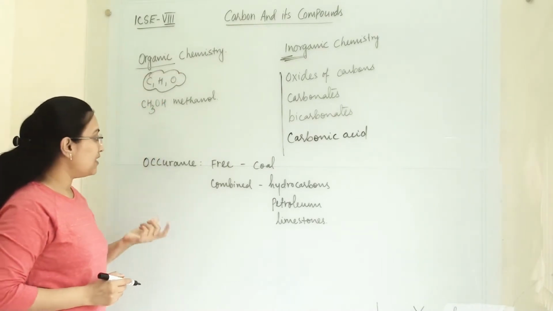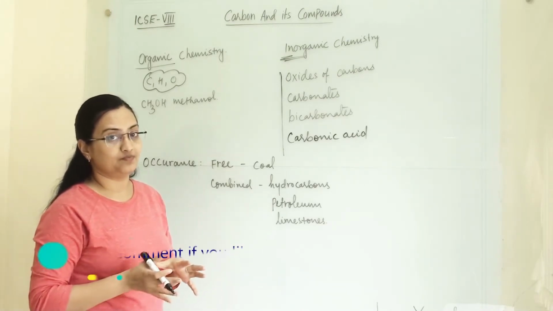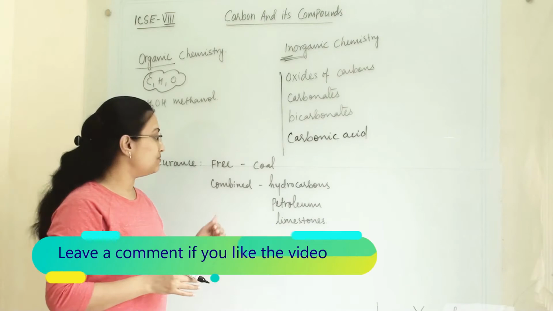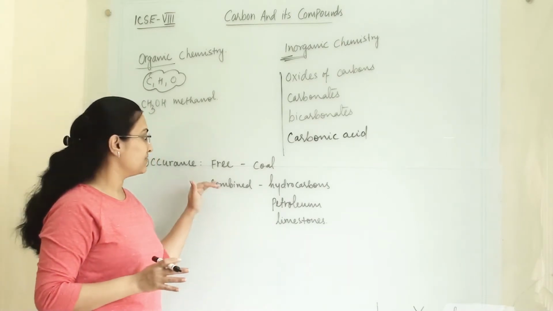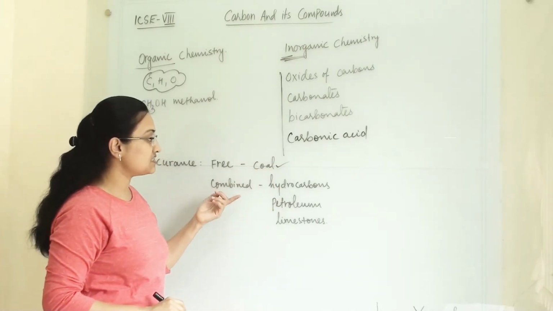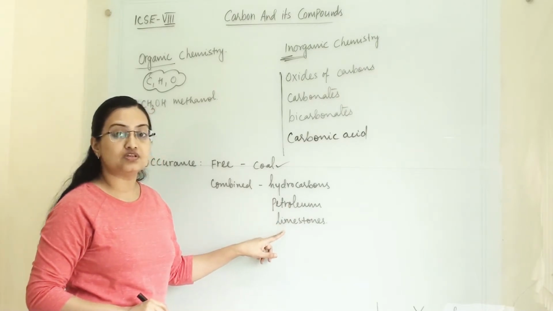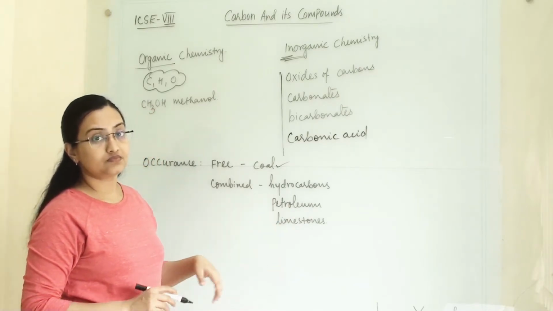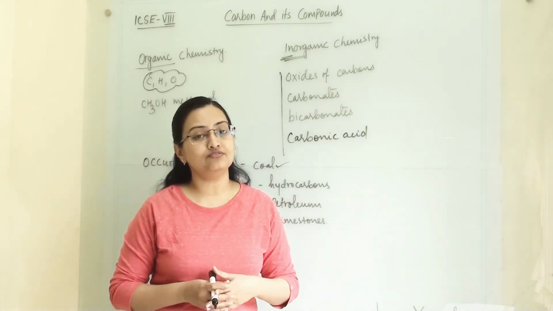Now when we are talking about the occurrence of carbon, it is available in free state and it is also available in combined state. In free state the example is coal, whereas in combined state hydrocarbons, petroleum products and limestones are the examples. So now let us start our chapter with the allotropic forms of carbon.